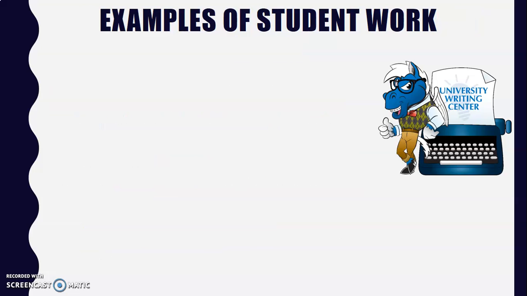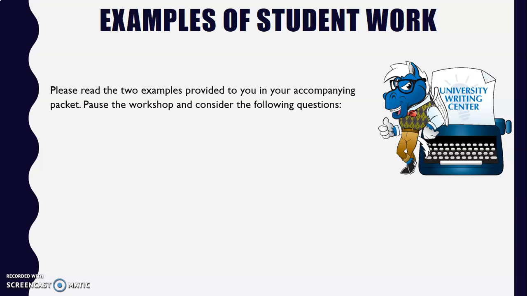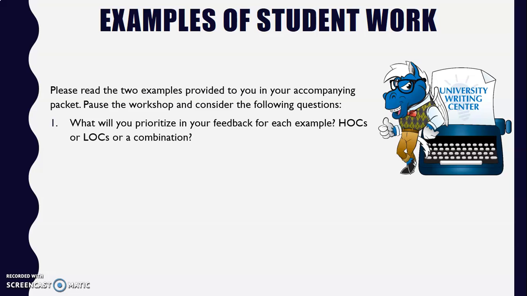So now that you've read and reflected on some examples of student writing feedback, let's practice the concepts that we've covered in these workshops. Please read the two examples provided to you in your accompanying packet. Pause the workshop and consider the following questions. What will you prioritize in your feedback for each example? HOCs or LOCs or a combination?